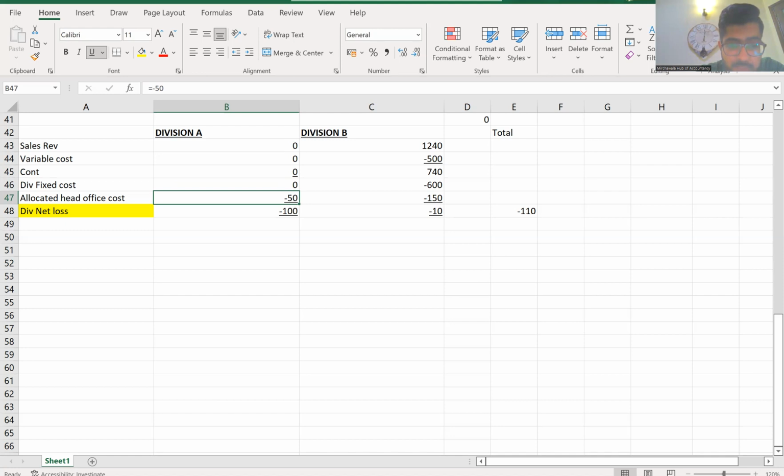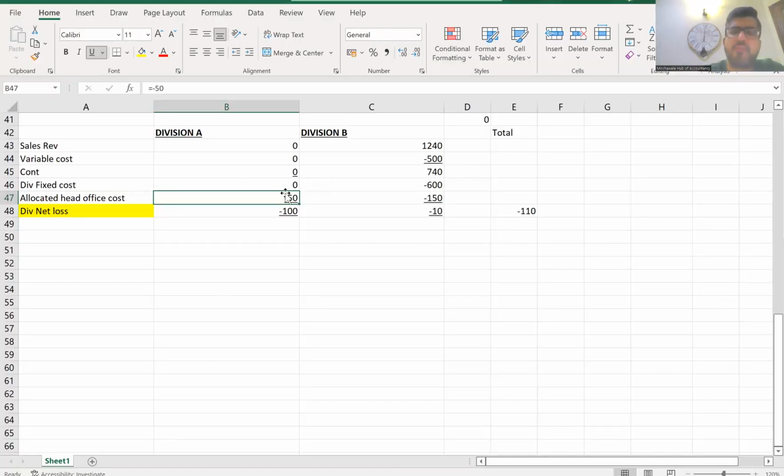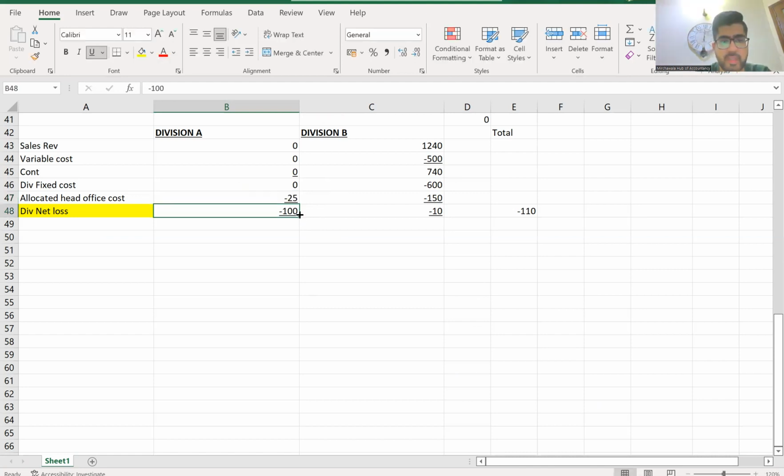And if a division is shut down, are all head office costs avoided? No. It's written if a division is shut down, it will avoid all division costs, half of head office costs. So only half of head office costs will be avoided. So instead of 50, 25 will still come. So what will be the loss? No revenues, no variable cost, zero contribution, no division fixed cost, but allocated fixed cost will still come of 25. So loss will be 25.